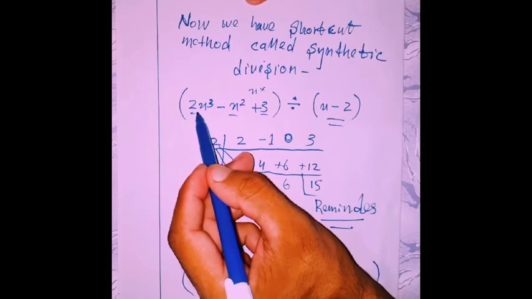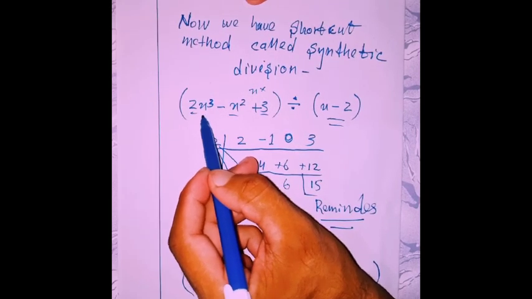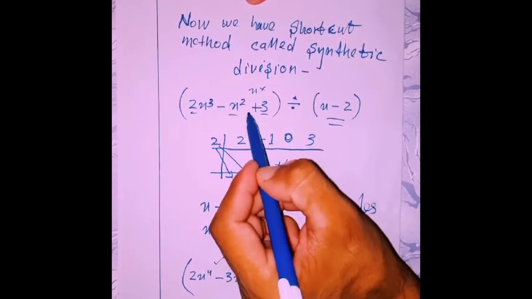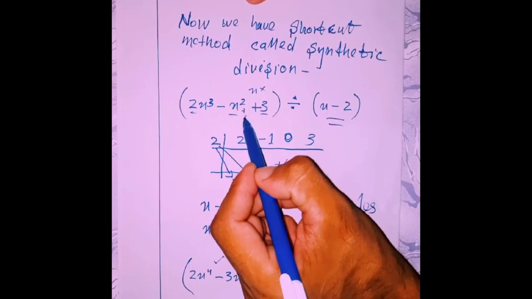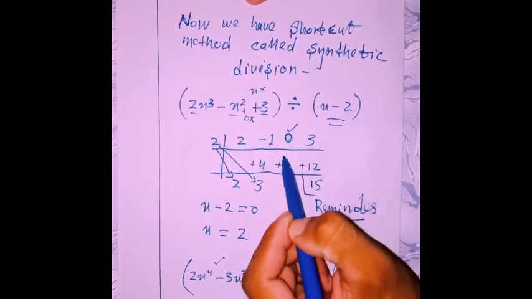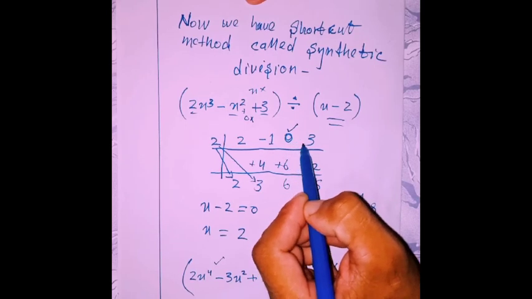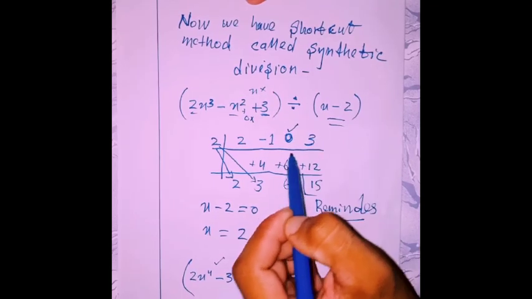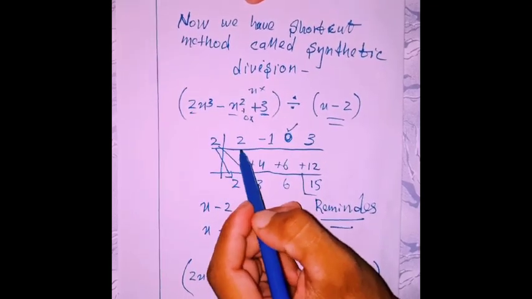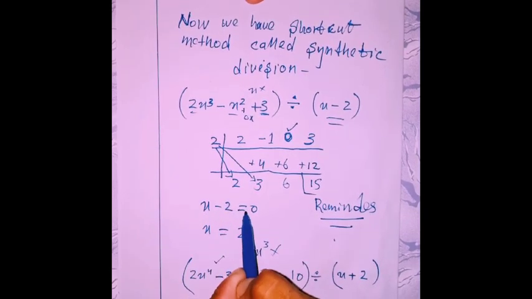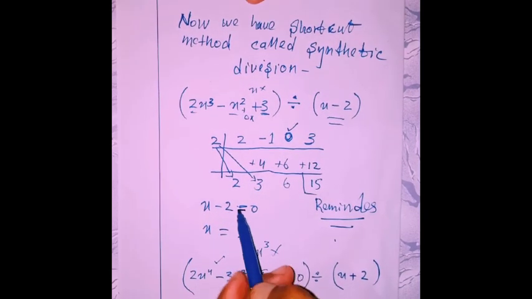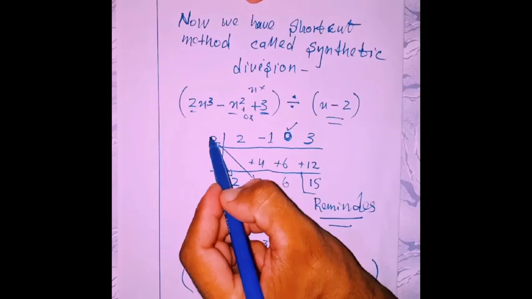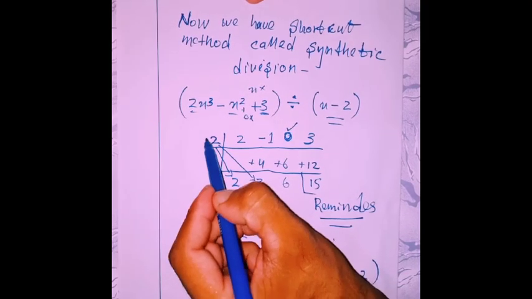We have to take the coefficients of this polynomial. Here the x cube coefficient is 2, x square is 1, and we don't have x here, so we can write 0x. I mean, we can put the value of x equal to 0 here, and we can write the constant as it is. Now what we will do, we will put x minus 2 equal to 0. So putting x minus 2 equal to 0, we get x equal to 2. So here we can write 2, which is the divisor.